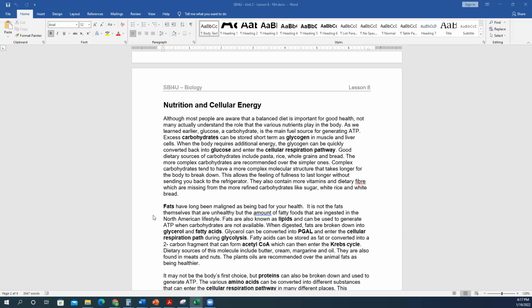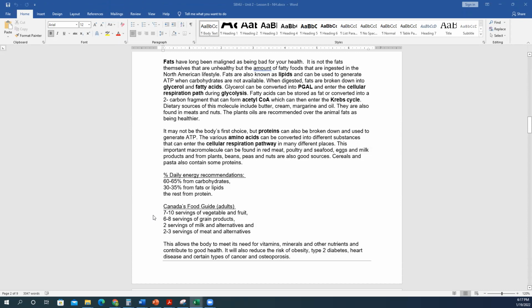So proteins are the other source for getting our energy and our ATP, which is not actually our body's typical first choice, but proteins can also be broken down and used to create ATP. Those various amino acids that are found in proteins can be converted into different substances that can enter the cellular respiration pathway at several different points.